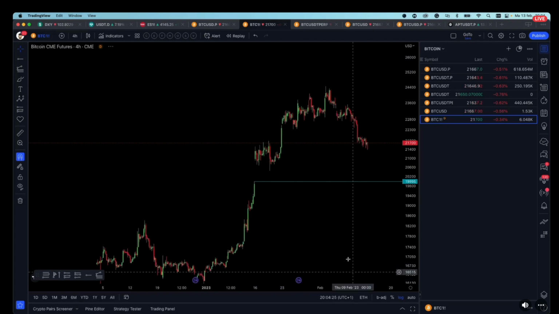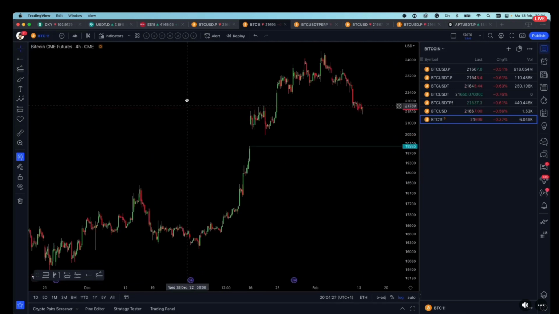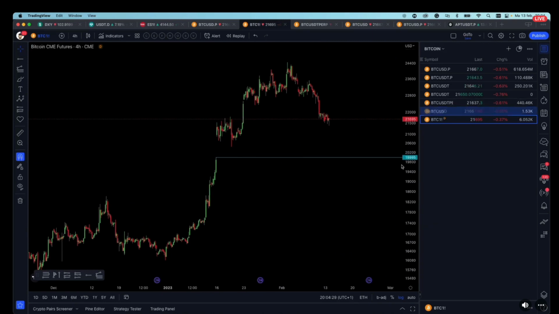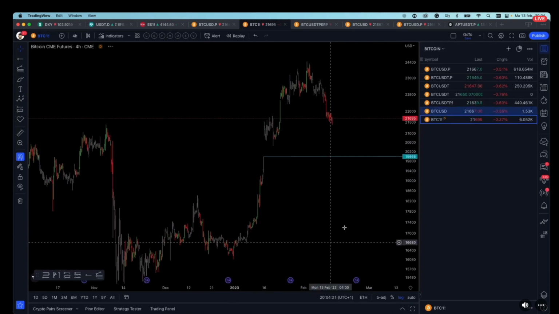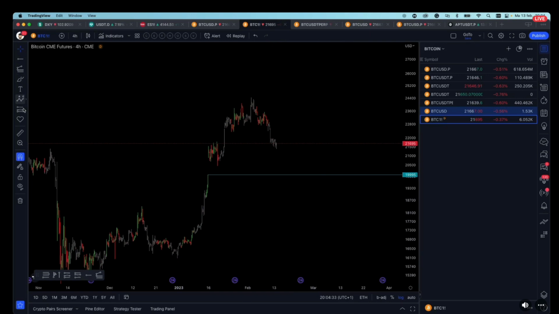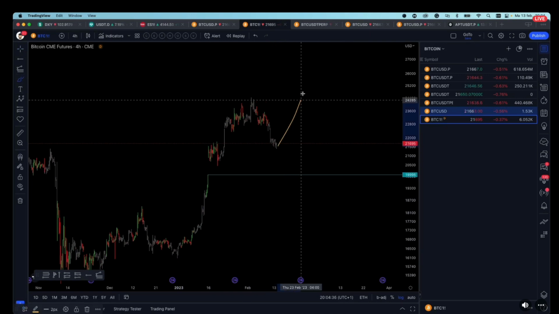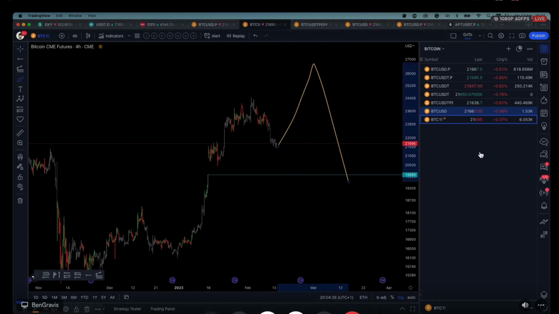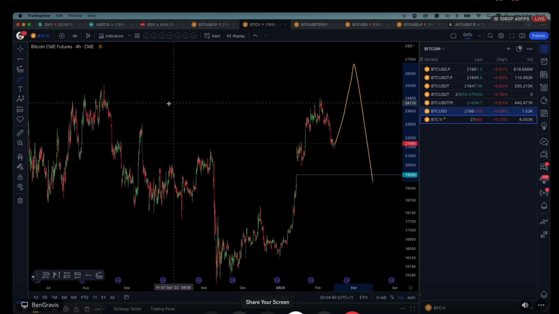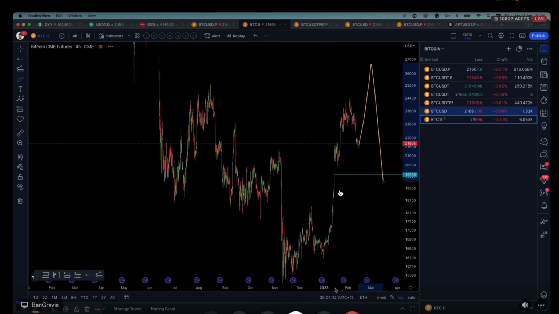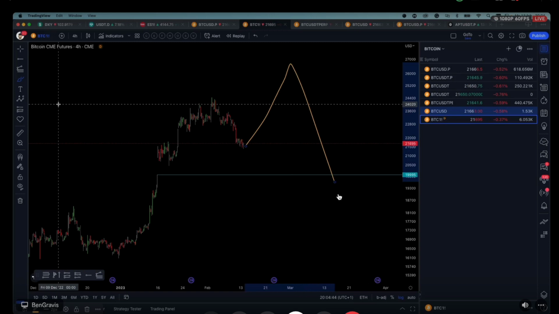But I think everyone is looking at this gap. Everyone is looking at this gap. I'm not sure that it actually will close already. I think something like this, and then that would make more sense.